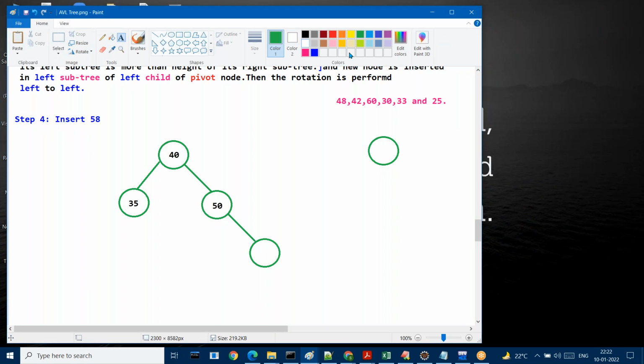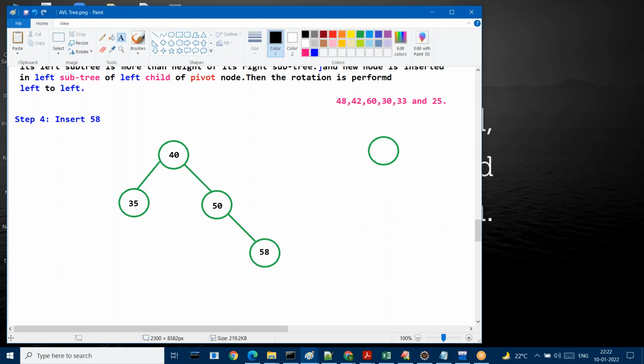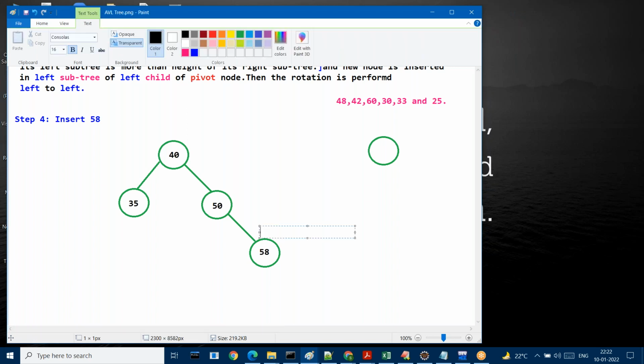After insertion of 58, guys, is the tree still balanced or unbalanced? No, sir. I need to calculate the balance factor. Then I will tell you. Acha, you calculate. From where will you calculate? Every node? No, sir, from the newly inserted node. Who is the newly inserted node? 58. Sir, I will start from here.